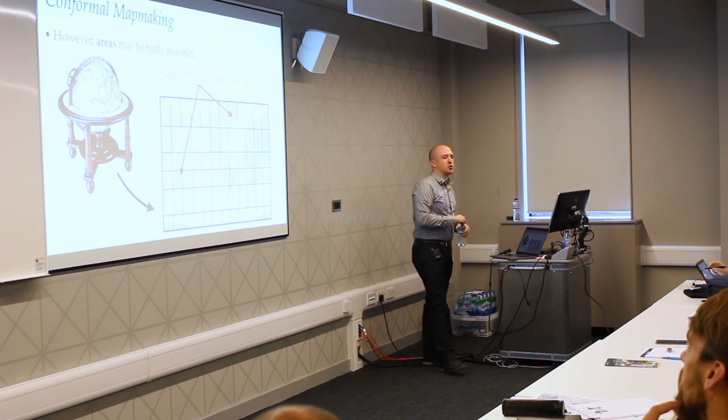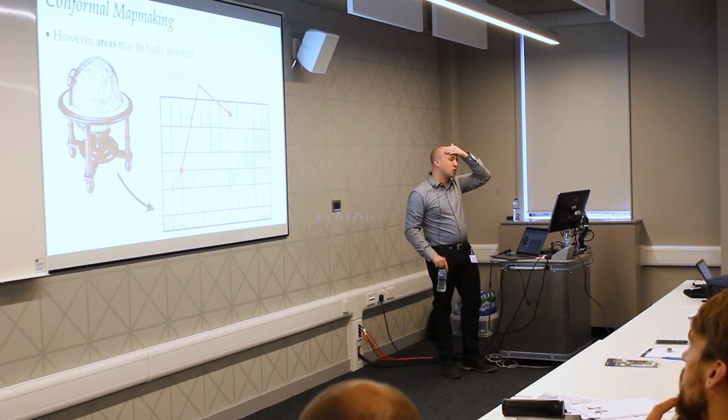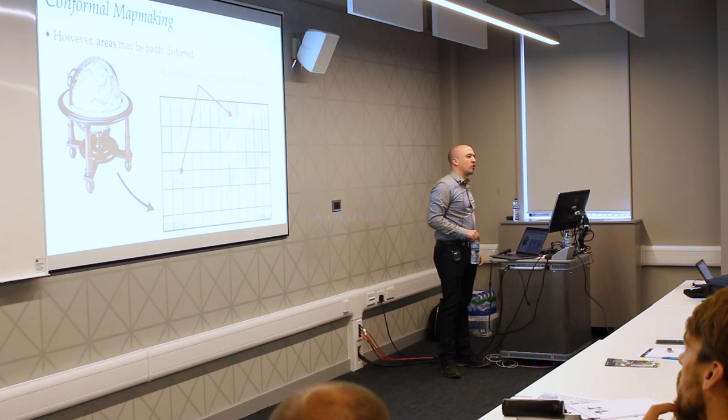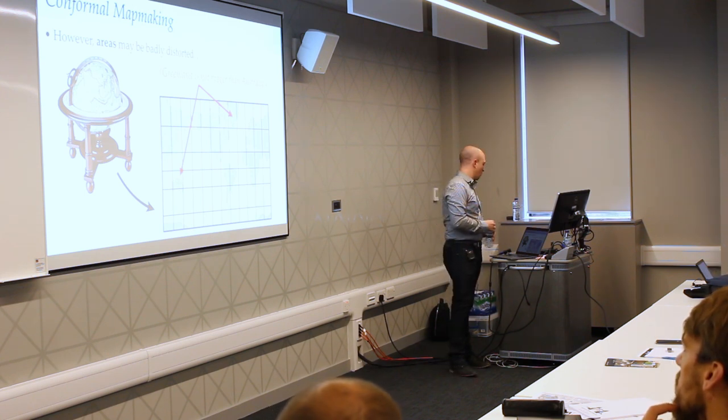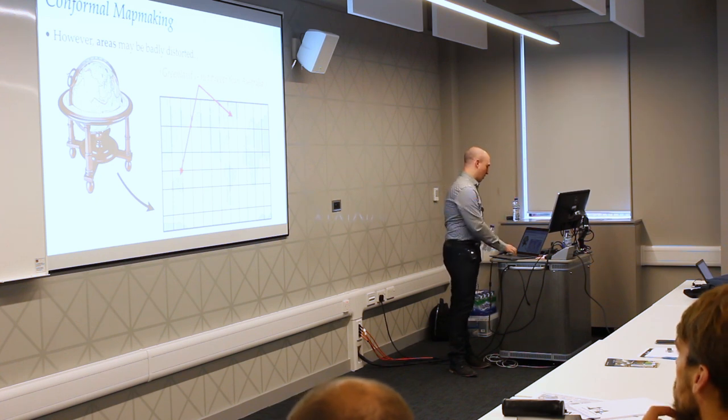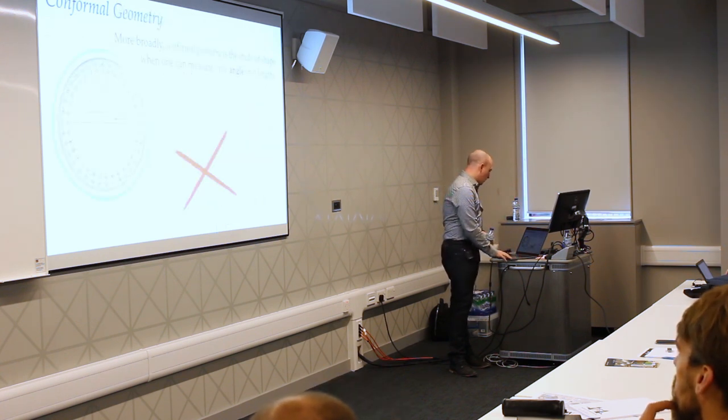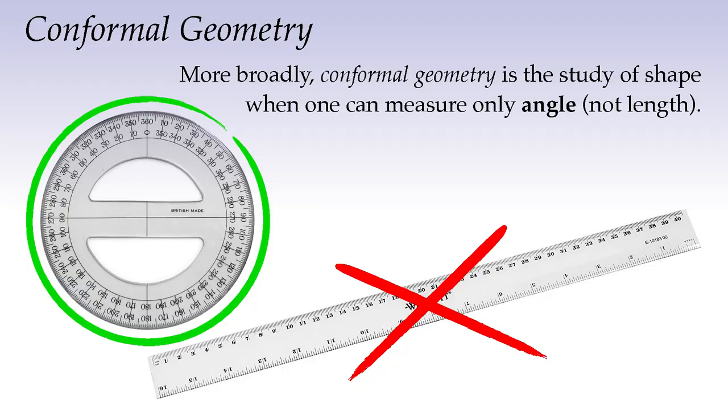So this is a characteristic feature of conformal maps. Angles are perfectly preserved. Scales can get distorted badly. In fact, they can get distorted arbitrarily badly, right? You could have almost infinite scaling, okay? But that definitely sets the stage for what is conformal geometry.